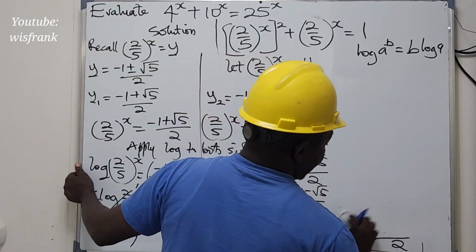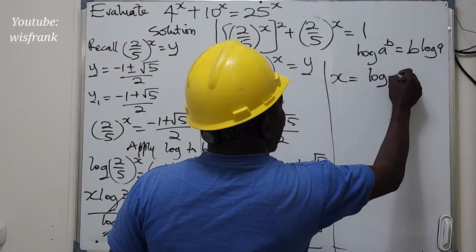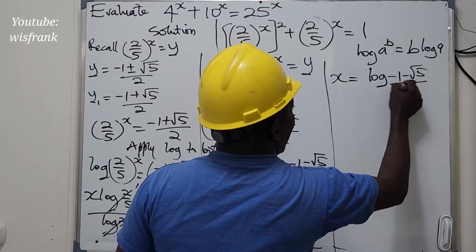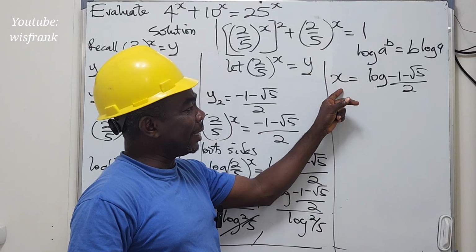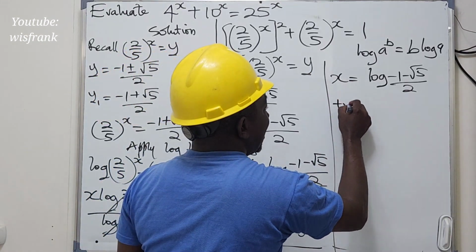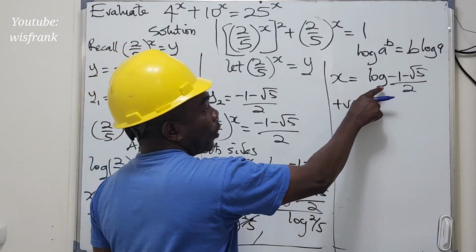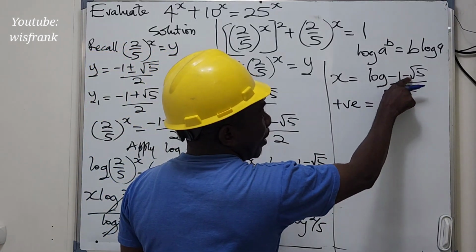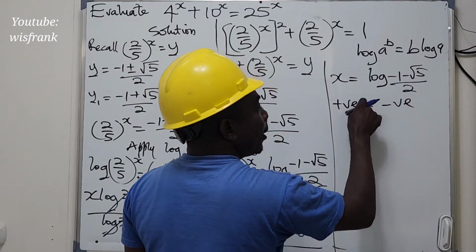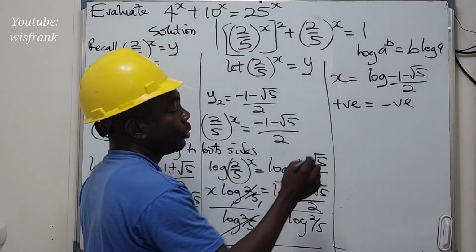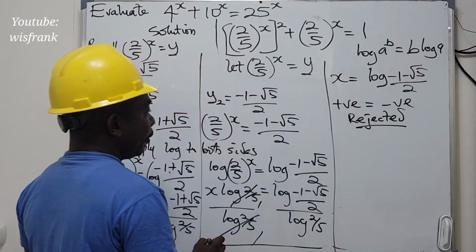Now we have that our value of x here is x equals log of (-1 - root 5) all over 2, divided by log (2/5). When you look at this closely, you can see that our x here is supposed to be positive, but minus minus is going to be negative. So positive equals negative. Therefore, the solution of this x is not acceptable, so this is rejected.